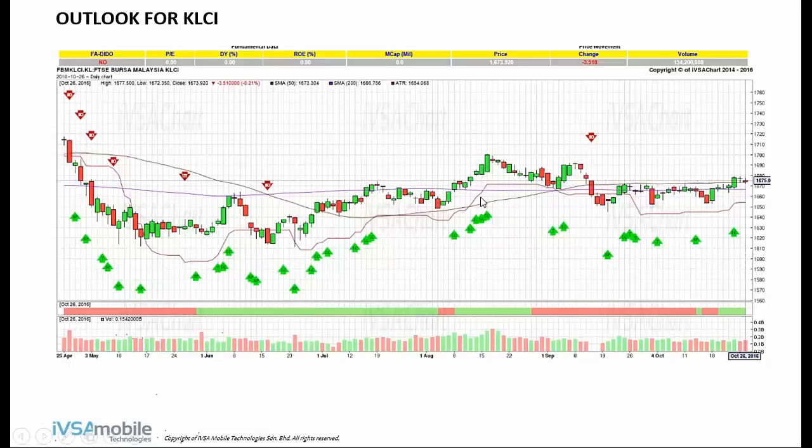Now, I want us to start by looking at the KLCI overview. If you look at KLCI, it has been congested for weeks here, right? There is a support level here as well, but the market is doing tests. As you can see, iVSA has clear indicators of tests. T here means test, test, and test.